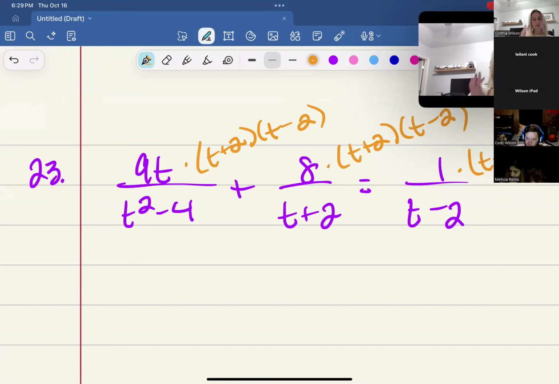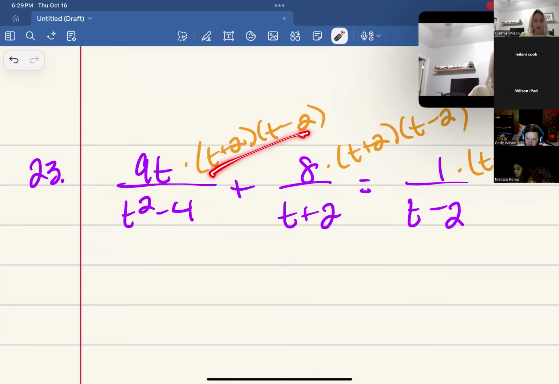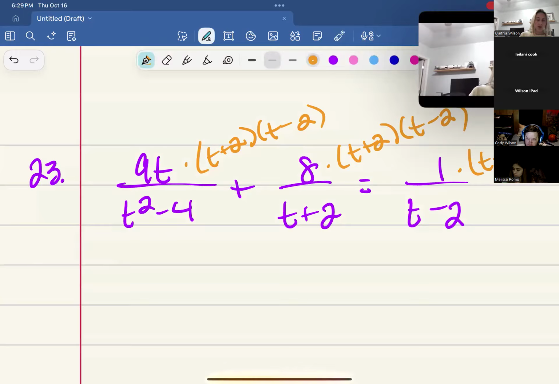And we concentrate on one fraction at a time. When you're doing this first fraction, you have to remember that t squared minus 4 is (t plus 2)(t minus 2). And since you have denominator and numerator, those are going to cancel, leaving just the 9t.